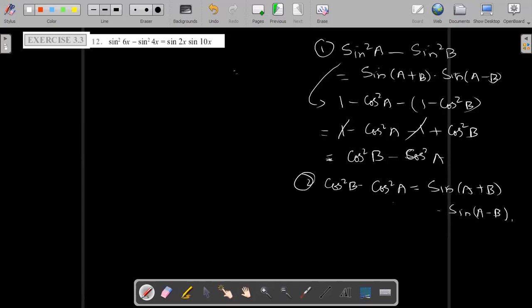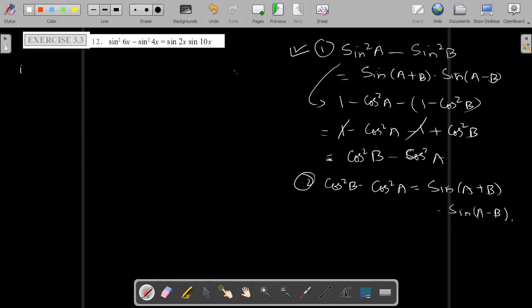Or if you convert only one, means you convert sine into cos, so you get the formula in cos and sine both. So that we will discuss separately. Now we have to use this formula. We will discuss all those formulas later on.